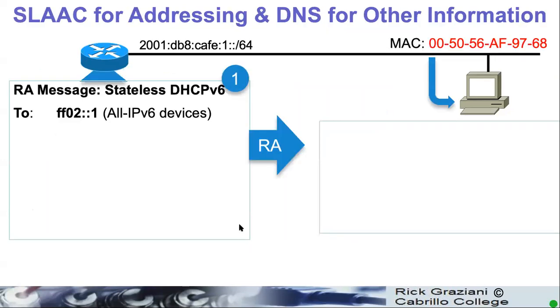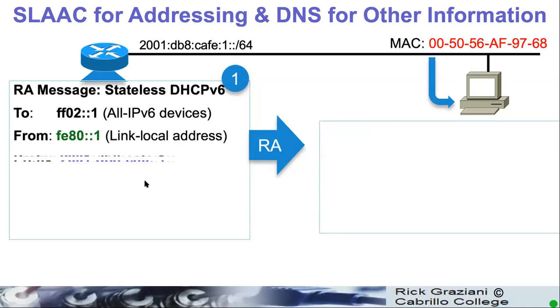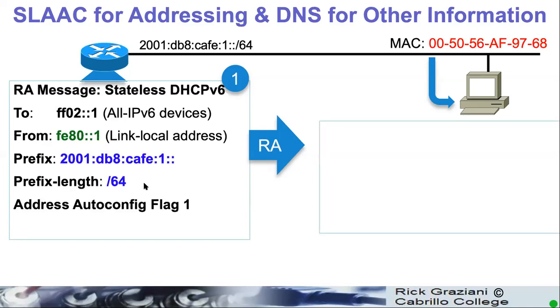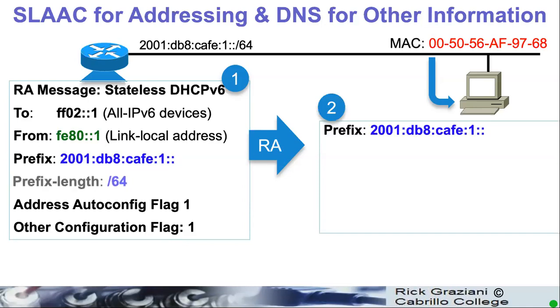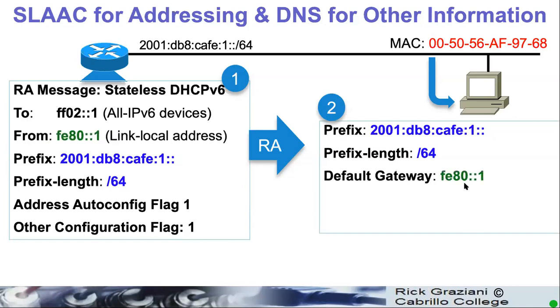Okay, so what happens? The router advertisement is sent out to all IPv6 devices from the link local address of the router, with a prefix and a prefix length. The A flag by default is left at 1, but the O flag has been changed to 1. The client will receive this information, sees that the address autoconfig flag is set to 1, and it will also see the link local address. So the link local address will be the device's default gateway address.